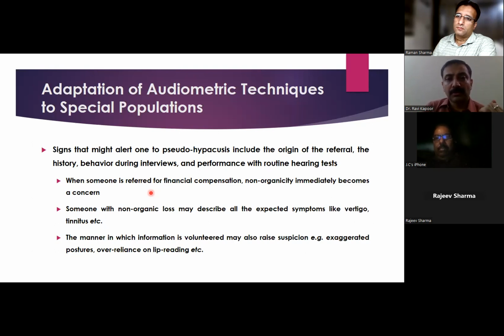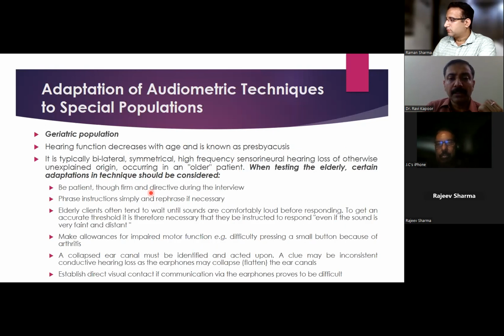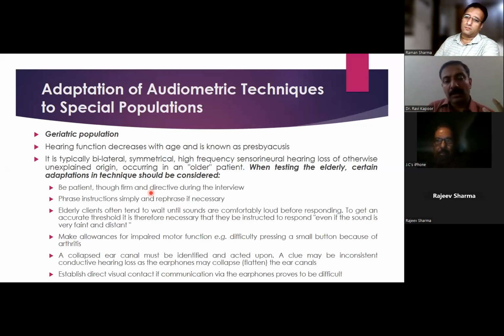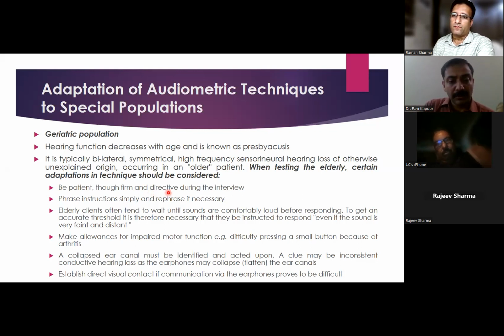If the person is exaggerating the posture, or relying overly on lip reading, that may evoke some suspicion of non-organicity. Then in geriatric cases, we should handle the person with due dignity and give him or her adequate time to respond, as the elderly may have some motor difficulties or some stiffness in their hands due to comorbidities, or because of the natural aging process.